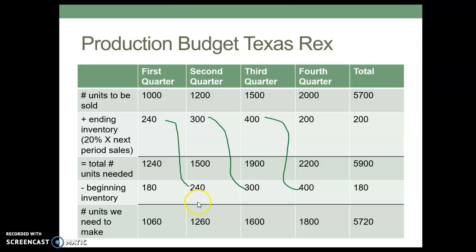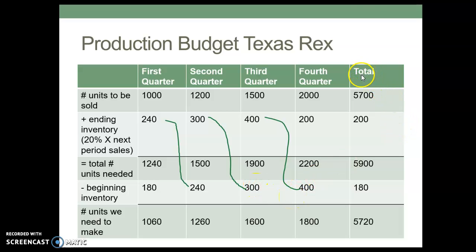Now, in the second quarter, we need a total of 1,500 shirts. And how many do we already have in the beginning inventory? Well, the ending inventory of the first quarter is the beginning inventory of the second quarter. So that's the 240. 1,500 minus 240 means I will need to make 1,260 shirts in the second quarter. And the ending inventory of the second quarter becomes the beginning inventory of the third quarter, etc.